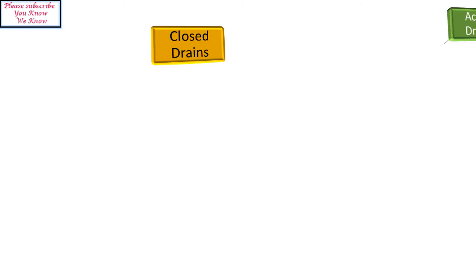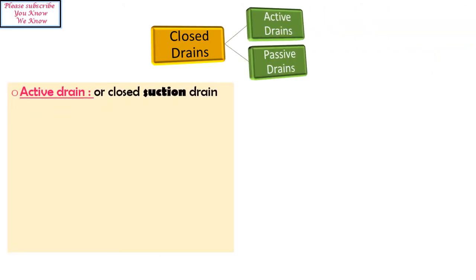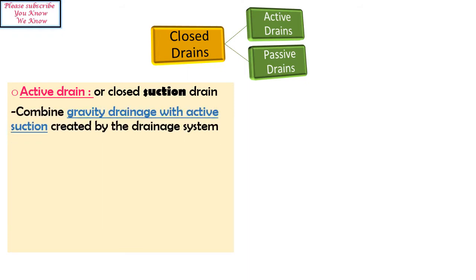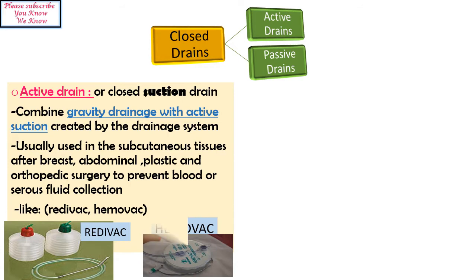Closed drains can be active drains or passive drains. The active drains, or closed suction drains, combine gravity drainage with active suction created by the drainage system, usually used in the subcutaneous tissue after breast, abdominal, plastic and orthopedic surgery to prevent blood or serous fluid collection. Examples are Redivac and Hemovac.